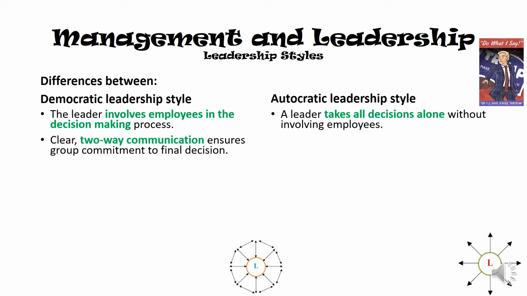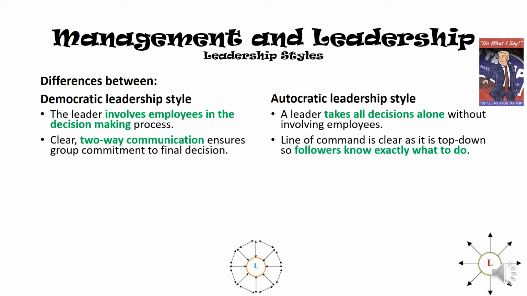In a democratic leadership style, there is two-way communication, and this ensures that the group, the employees, are committed to the final decision that is being made. Two-way communication means that the leader will speak to the employees, but the employees will speak to the leader. Everybody participates in the decision making, which means that your employees will be committed to the final decision because they participated in making that decision.